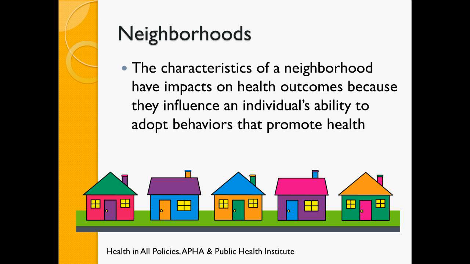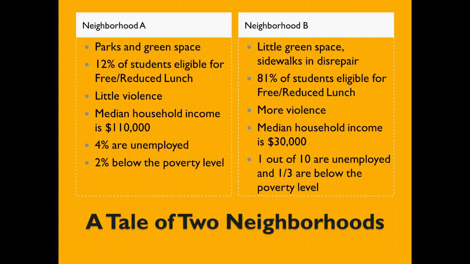There's some really interesting data out there that shows if you look at neighborhoods and life expectancy, there can be some really big differences from one neighborhood to another. So let's just take two neighborhoods in Nashua, and let's look at how different they can be. So this is the same city. In neighborhood A, we have a neighborhood that has a lot of parks and green space. About 12% of the students are eligible for free and reduced lunch. There isn't a lot of violence in this neighborhood. The median household income is $110,000. About 4% are unemployed, and about 2% are below the poverty level.